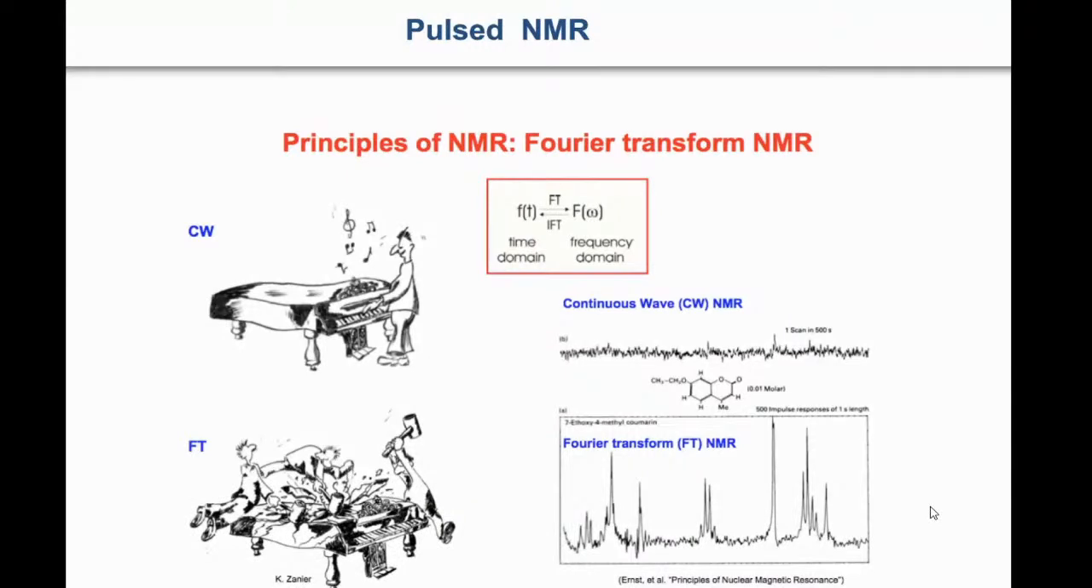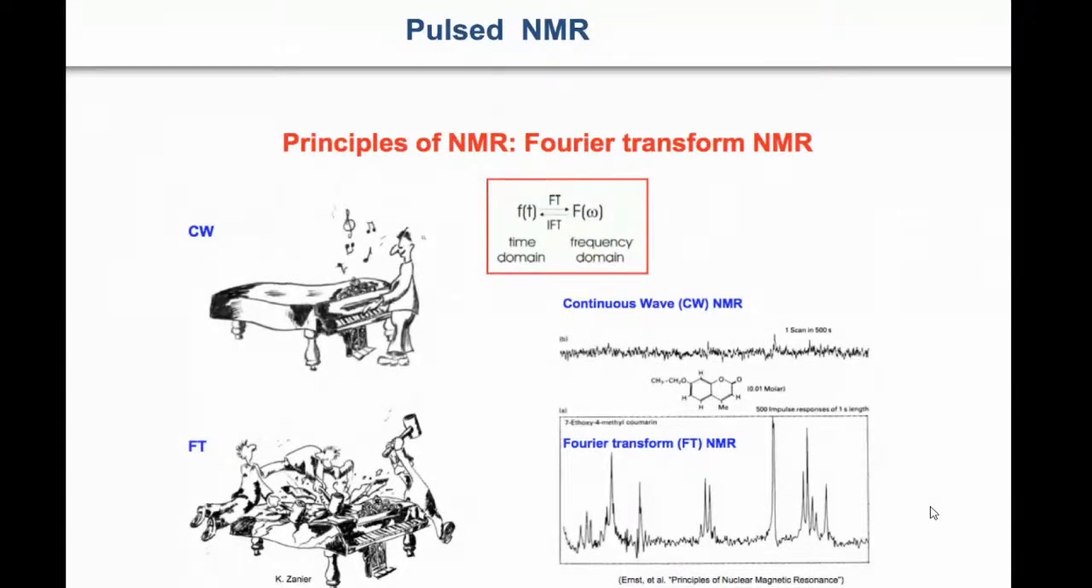Right, in the olden days we used to do continuous wave irradiation, but now we do Fourier transform, or we basically do pulse NMR, where the sensitivity is much higher than the continuous wave. The problem with continuous wave was that you have to scan the entire thing. So like on a piano, you have to go from one keystroke to the last keystroke. Then you have to come back again. You have to wait till the spin has relaxed back, and then you have to come back and do the entire thing again. Okay, but that is a whole problem.